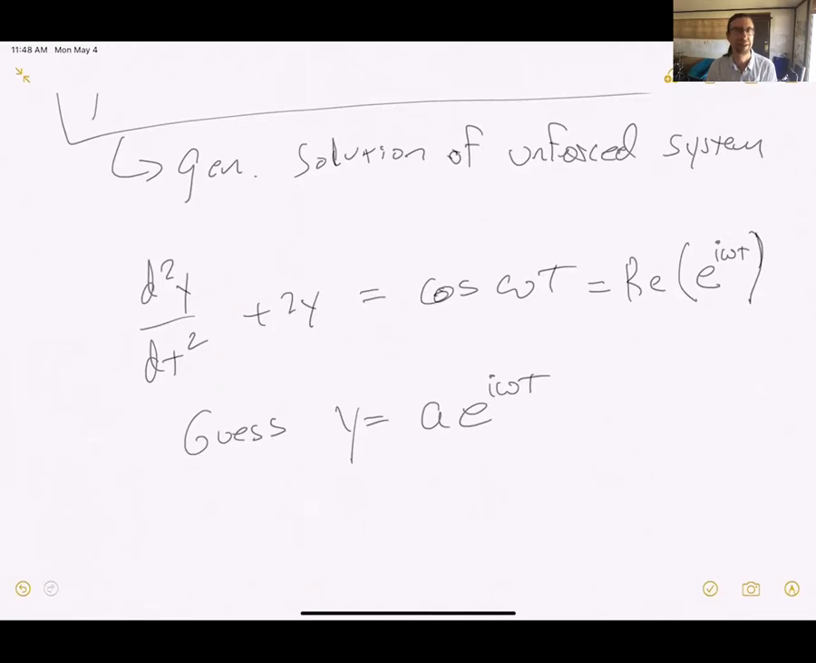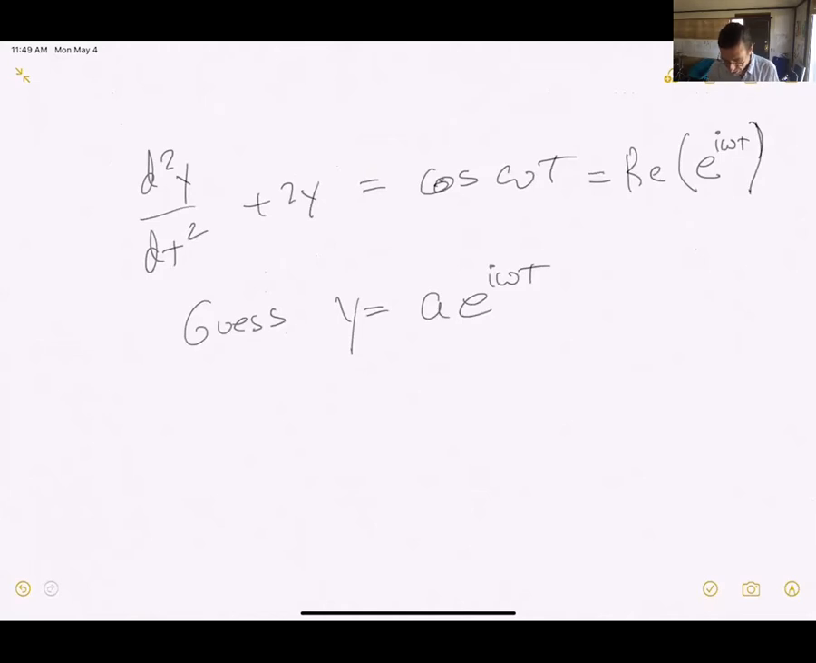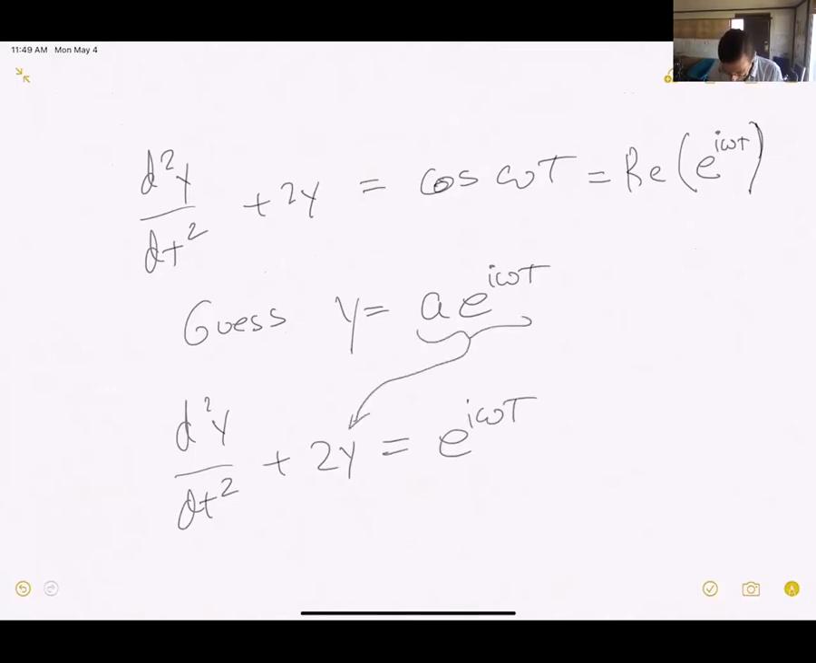Everybody see what happened here? We rewrote the cosine as an exponential. It's a complex exponential now. And that informs us as to what our guess should be, which is just a scalar times that exponential. All right, so let's work through it now. Let's see if we can figure out what a is by plugging it into this equation. Let's plug it into a simpler equation: d squared y dt squared plus 2y equals e to the i omega t. Let's plug this here and here and see what happens.